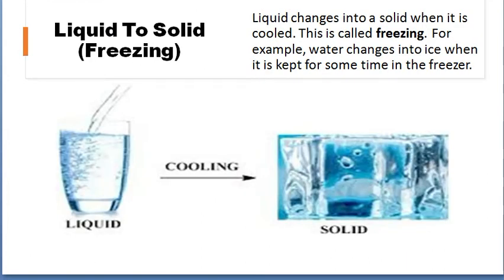Let's learn about the process of freezing, which occurs from liquid to solid. What happens here? When a liquid changes into a solid when it is cooled, this is called freezing. For example, water changes into ice when it is kept for some time in the freezer. As you can observe in the picture, water is there. When we cool it down, it becomes solid like ice.